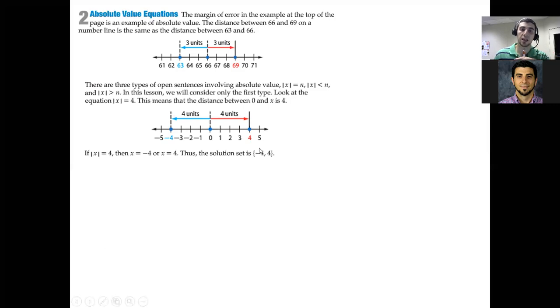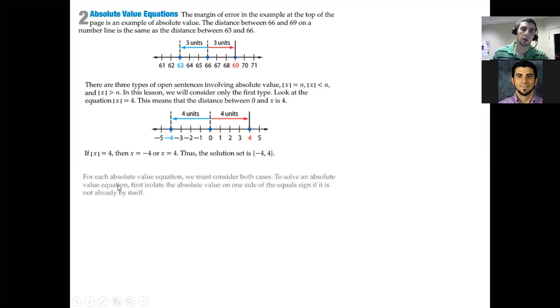So the solution set is brace negative 4, comma 4 brace. Now that's not a coordinate. That's not like negative 4, comma 4, where you go to the left 4 and up 4. The braces indicate it's a solution set. So that means negative 4 and 4 are the solutions to this equation. Okay, so for each absolute value equation, we have to consider both cases.